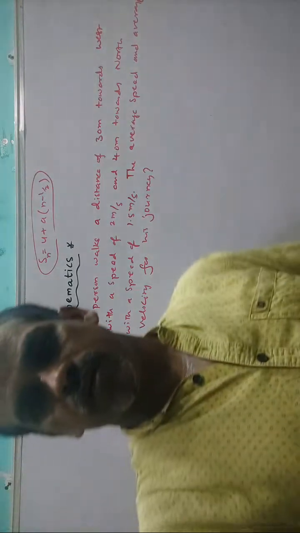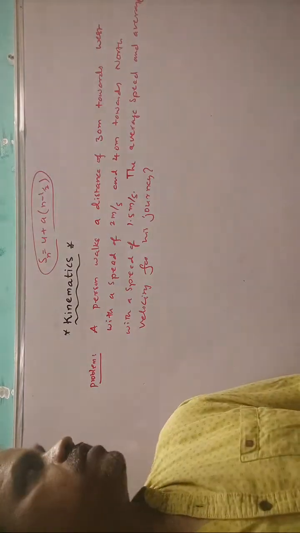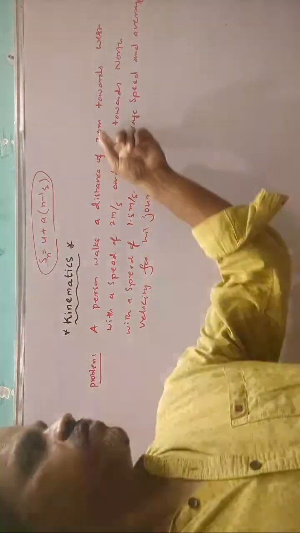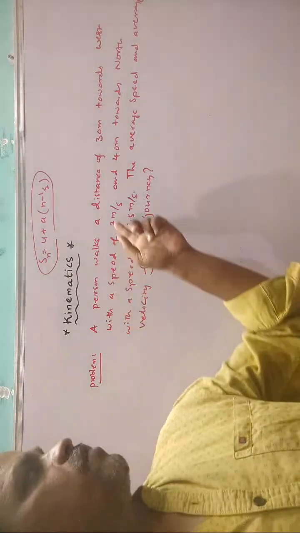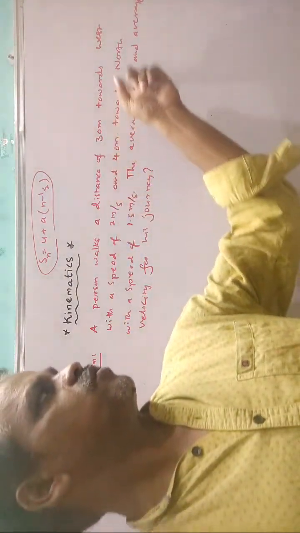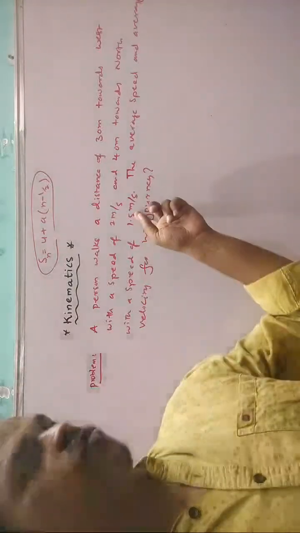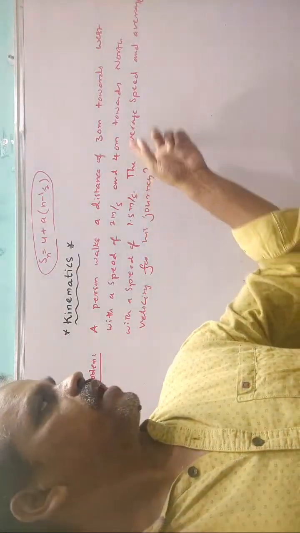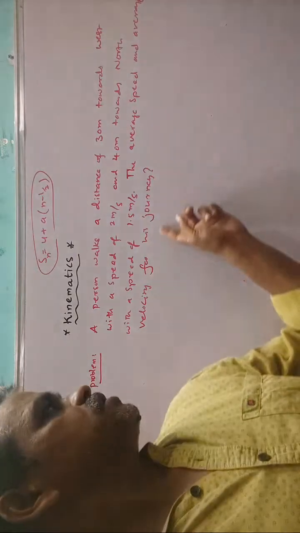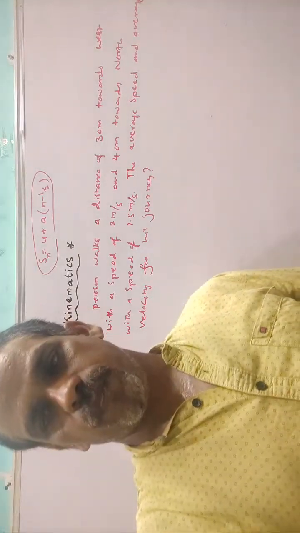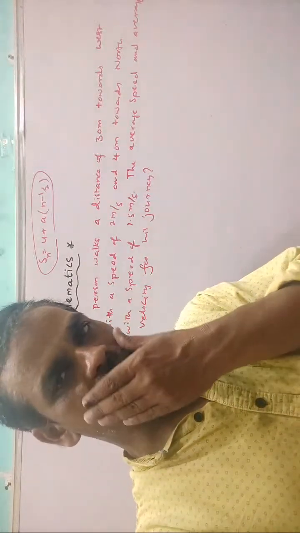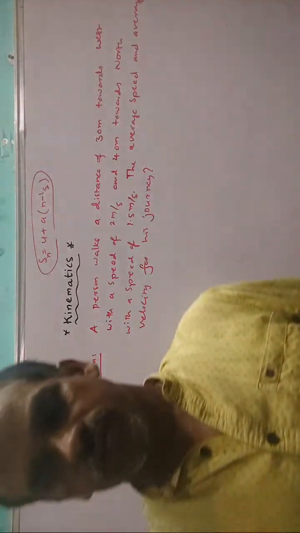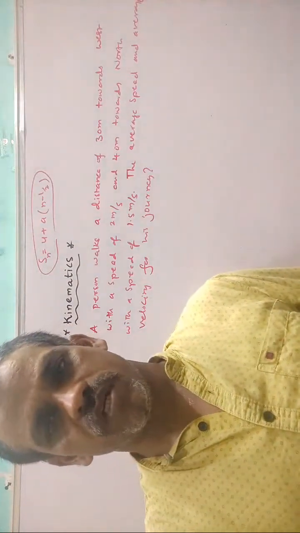So this is a question. You just write and read first. A person walks a distance of 30 meter towards west with a speed of 2 meter per second and 40 meter towards north with a speed of 1.5 meter per second. The average speed and average velocity for his journey. So this is a situation. You read the question and try it. I will explain. Come on, read the question. What is the information you have? Just write below.